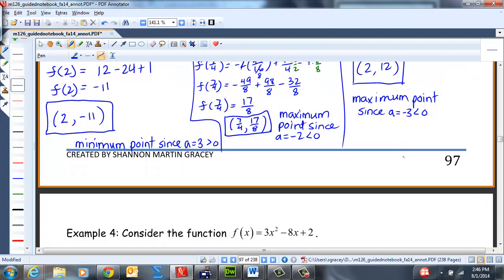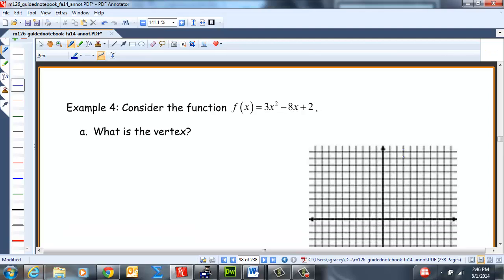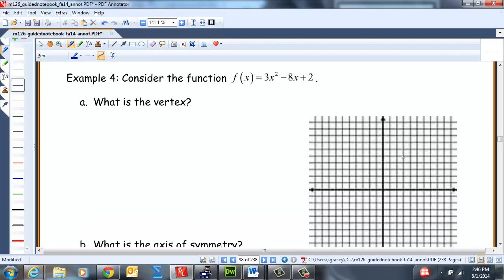Okay, so moving right along. This is just more practice graphing. Since it's not factored for us, in that other format, we're going to use the formula. So to find the vertex, -b/2a is -(-8)/(2 times 3). So I think we get +4/3.